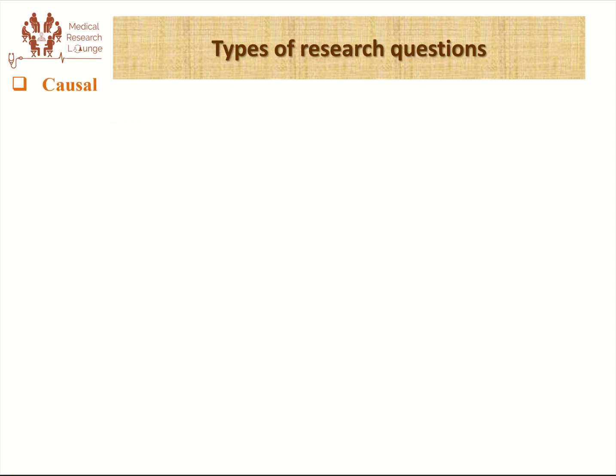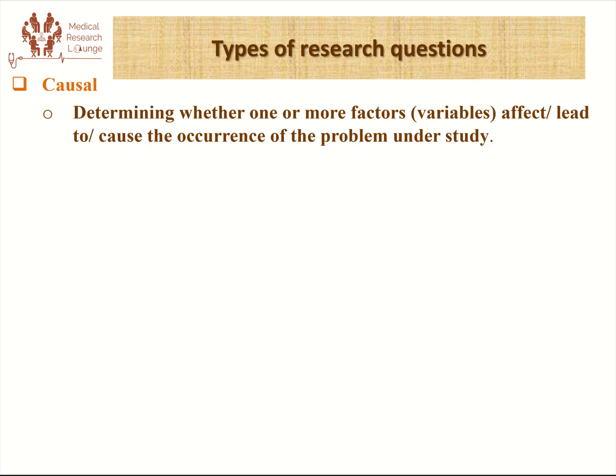The final type of research question is the causal question. A causal research question is interested in determining whether one or more factors or variables affect or lead to the cause or occurrence of a problem under study. So we're interested in looking for a relationship if X affects Y. By doing that, we can answer the why and how of a problem. So unlike the comparative analysis, here we can be more confident in answering why and how of a given problem. But in a comparative research question, we can partly answer the how and why of a given problem.